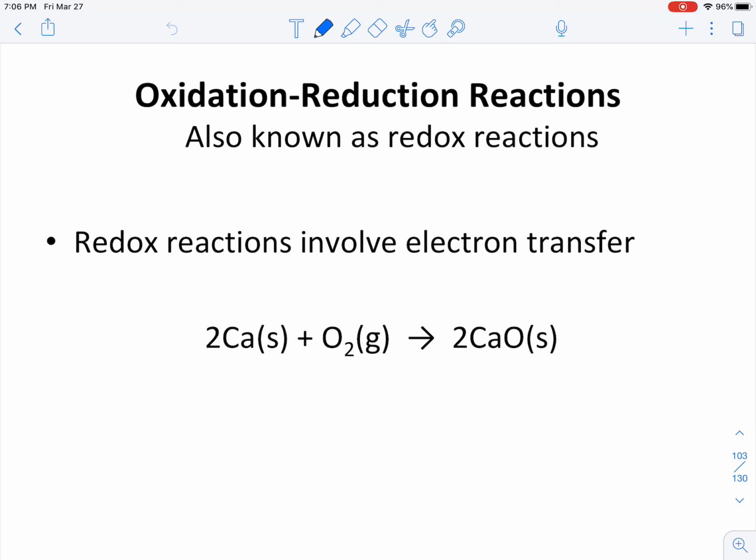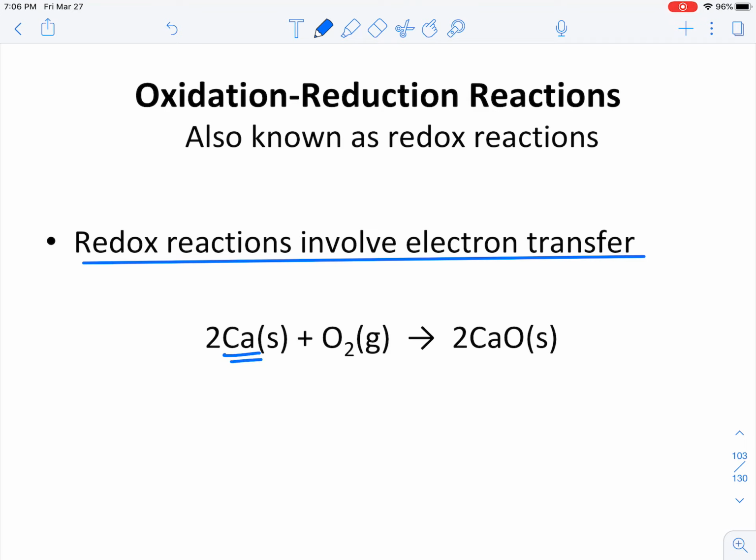So let's take a look at our first problem here. We have 2 calcium plus O2 going on to 2 CaO. And there's a note here that says redox reactions always involve an electron transfer. Another way to say that is we will always have elements changing their charge. That is the hallmark of a redox reaction, and that is one way to recognize that you're looking at a redox reaction.